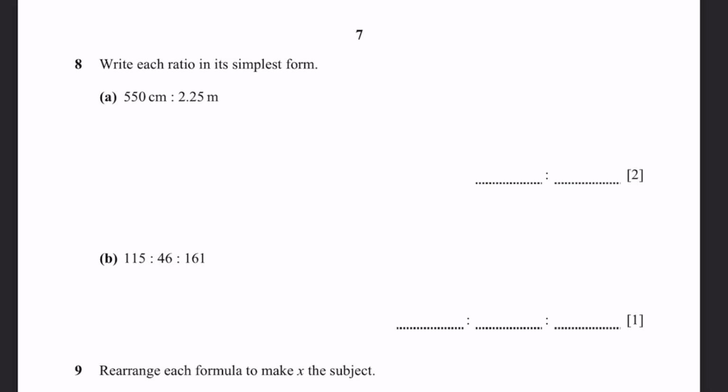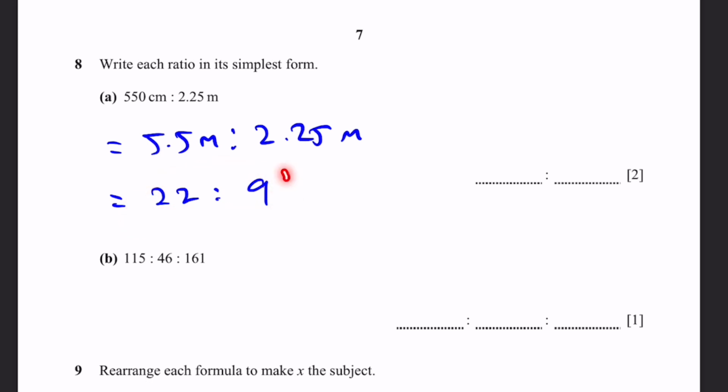Write each ratio in simplest form. A, 550 centimeters is 2.25 meters. We can convert 550 centimeters to 5.5 meters. Now they're in the same units. So first let's multiply both sides by 4 to get 22 is to 9. And we cannot simplify it further. Why do you multiply by 4? Because we need to make sure that both sides are whole numbers. So 22 is to 9 is the final answer.